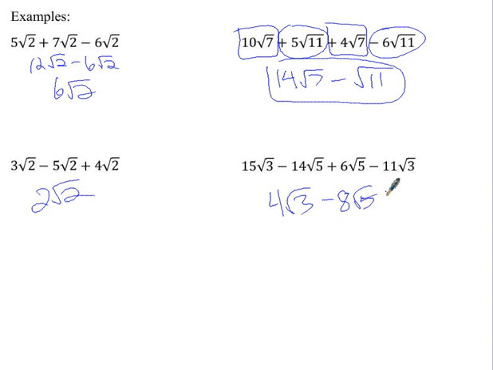Could you have written those in a different order? Negative 8 square root 5 plus 4 root 3? Yes. So it just depends on how you write it down. If they're in a different order, as long as your signs are good, you're still good.